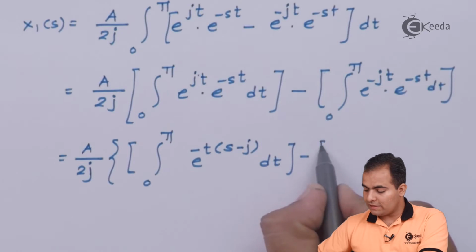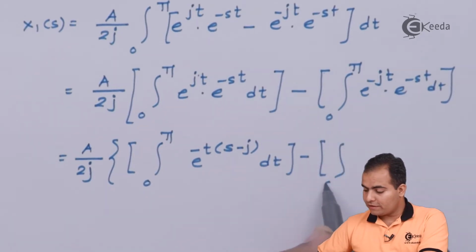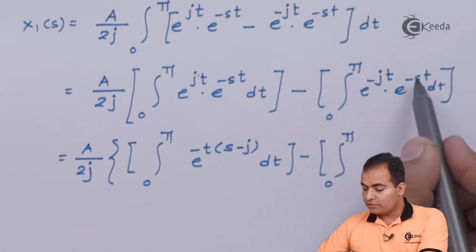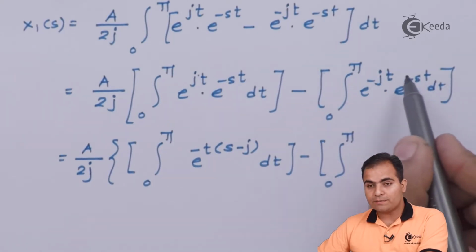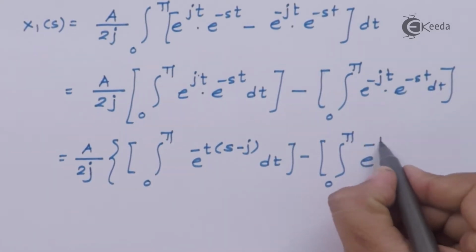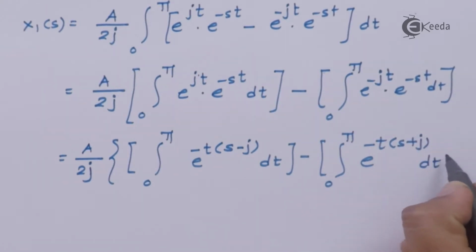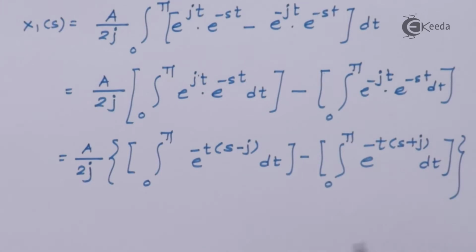A minus in second integration, what you will get, 0 to pi. Here also I am going to take minus t common, so in this bracket what you will get, s plus j. We have s plus j inside this bracket, and I am going to integrate this function with respect to time t.